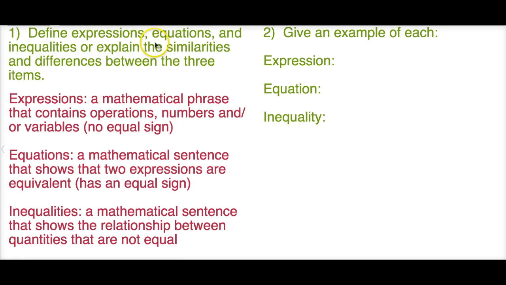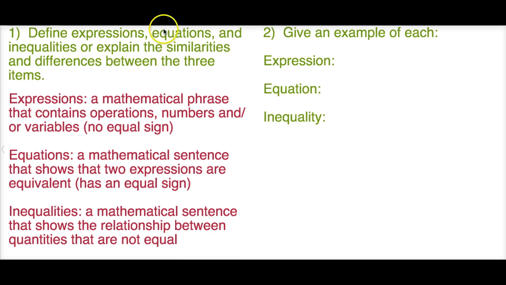First question, define expressions, equations, and inequalities, or explain the similarities and differences between the three items. Expressions are mathematical phrases that contain operations, numbers, and or variables. There's no equal sign or inequality sign with expressions. Equations. This is a mathematical sentence that shows that two expressions are equivalent. It has an equal sign. And inequalities is a mathematical sentence that shows the relationship between the quantities that are not equal.